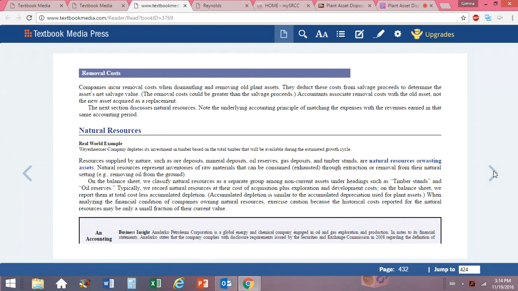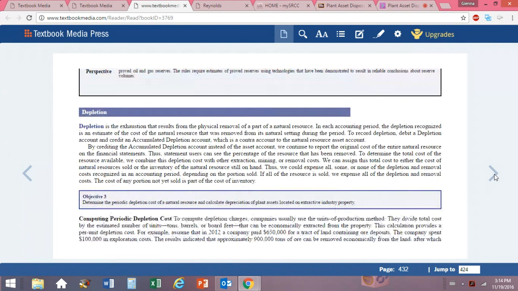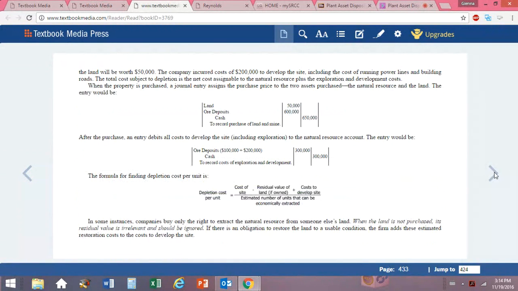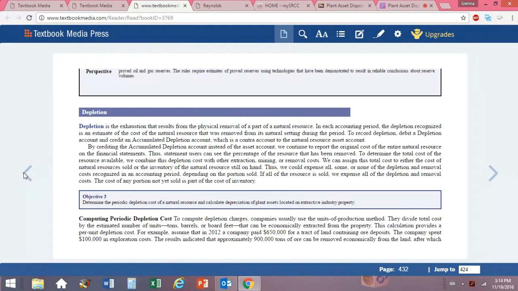So, okay, natural resources. Again, those are things that you take out of the ground, off the ground: timber, oil, mineral deposits, gas, any of that sort of thing. And those, it's called depletion, and you're always going to use units of production. So what you do to calculate that is, let me start at the bottom. To compute depletion charges, companies use the unit of production. You divide total cost by the estimated number of units, tons, barrels, or board feet. This calculation provides a per unit depletion cost.